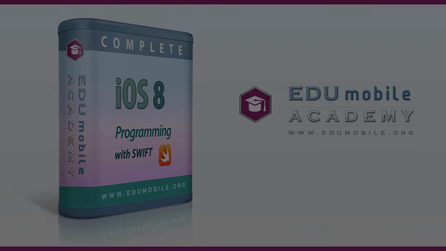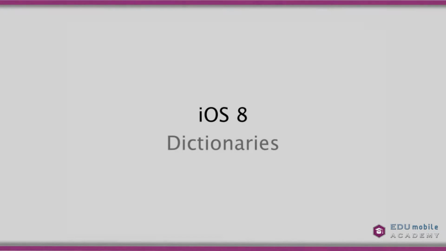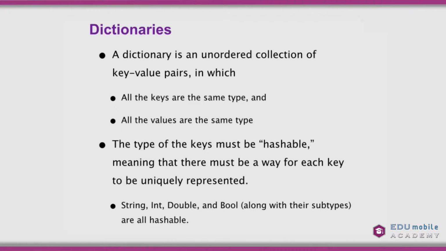Now we're going to talk about Swift's dictionary collection type. So here we go. What's a dictionary? A dictionary is an unordered collection of key value pairs in which all the keys are of the same type and all the values are of the same type.